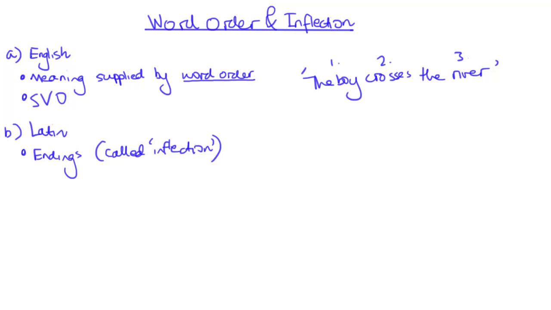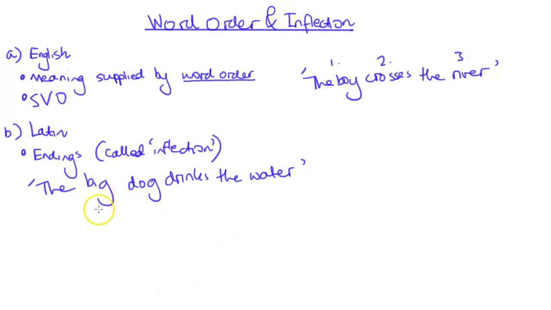So take the sentence, the big dog drinks the water. In English, we can understand what this sentence means just by the word order. Big is next to dog, therefore they go together, and the water is at the end, so it's the object. We can instinctively understand what that means just by looking at the word order. In Latin, it's very different. These words could be jumbled up in any order, and the sentence would still make sense because of the endings. And this idea of endings is called inflection.